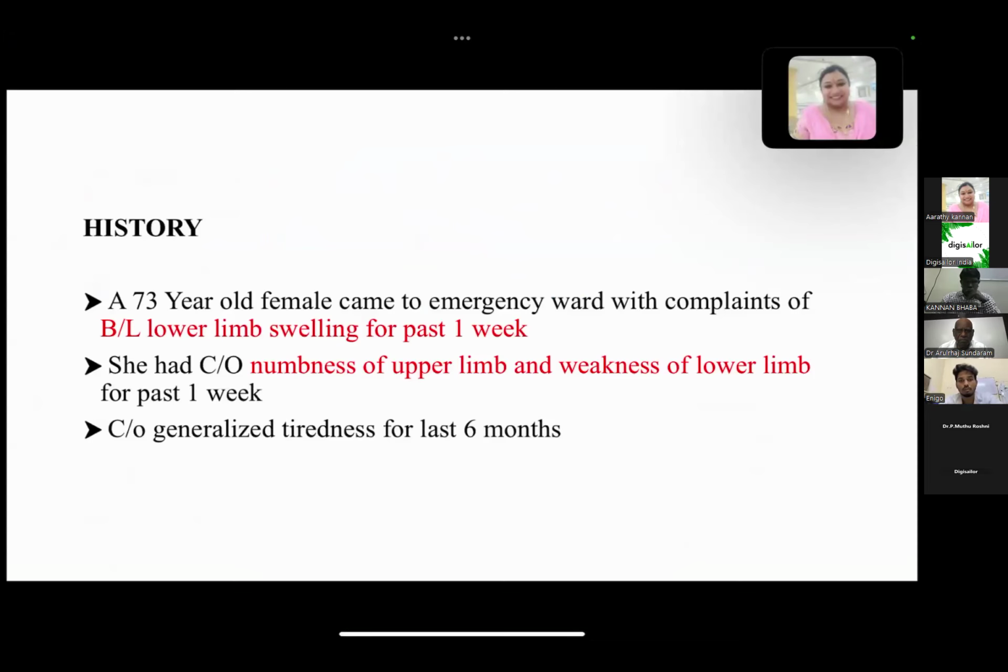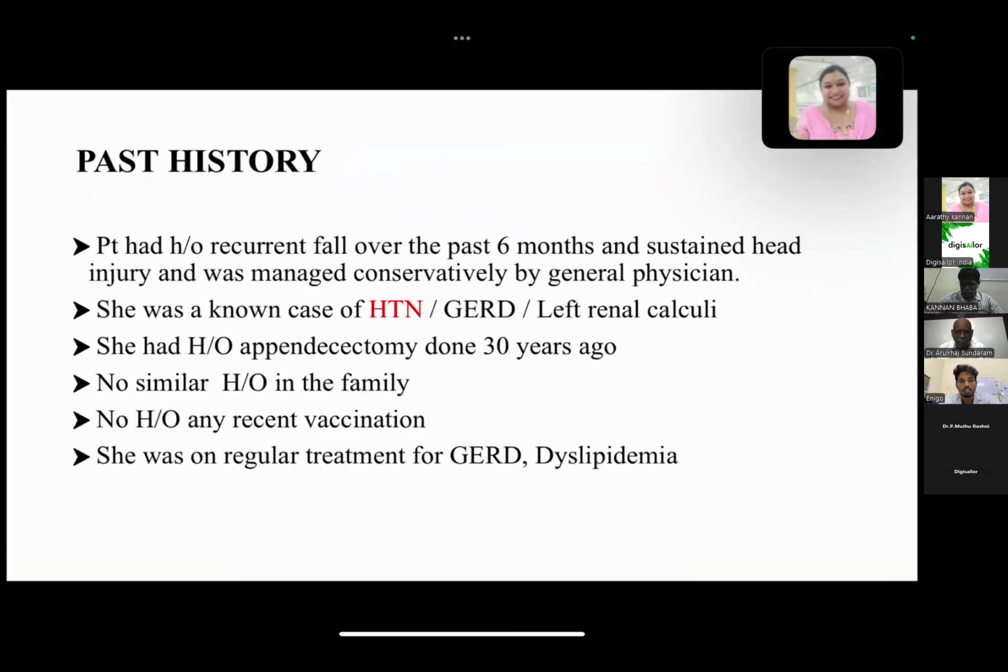A 73-year-old female patient came to the emergency ward with complaints of bilateral lower limb swelling for the past 1 week. She had numbness of the upper limb and weakness of the lower limb for the past 1 week, and generalized tiredness for the last 6 months. She had a past history of recurrent falls over the past 6 months, and sustained a head injury that was managed conservatively by the general physician. She was a known case of hypertension, GERD, and left renal calculi. She had an appendectomy 30 years ago. There are no similar complaints in the family, and no history of recent vaccination. She was on regular treatment for GERD and dyslipidemia.